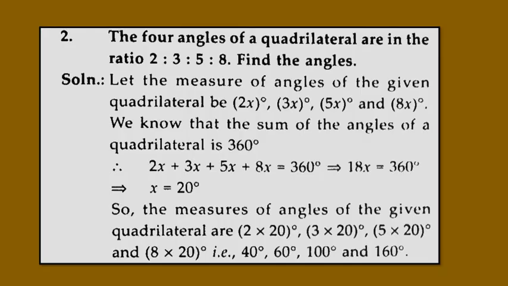that whatever 2 divided by 18, because 2 is first part of the ratio, and there are totally 18 parts, 2 plus 3 plus 5 plus 8. So 2 by 18 into 360 degree, that also can be done. Or you can do like this, this is easy. 2x plus 3x plus 5x plus 8x. That comes out as 360 degree, it will be 18x is equal to 360. Or you can do directly in the ratio method as 1 part is equal to 360 degree divided by 18.